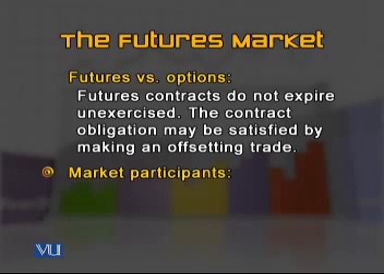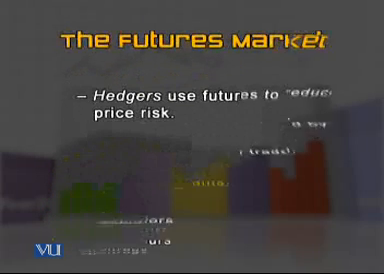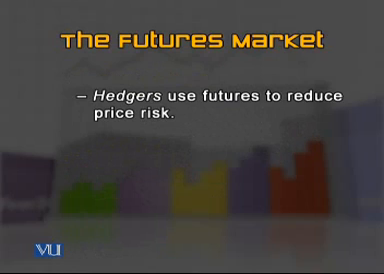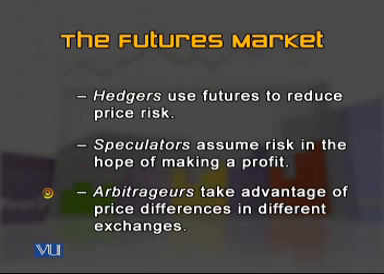Then you would look at different ways people use the futures market or the derivatives market. Maybe you would have hedgers or speculators or arbitrageurs. It would all depend on the categories of market players. Hedgers use futures to reduce price risk. Speculators assume risk. Arbitrageurs take advantage of price differences in different exchanges.